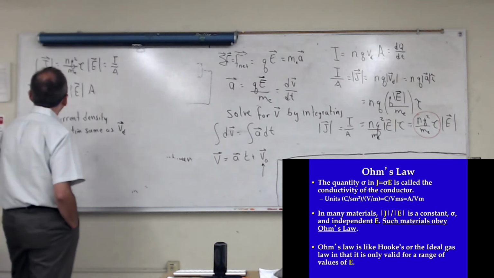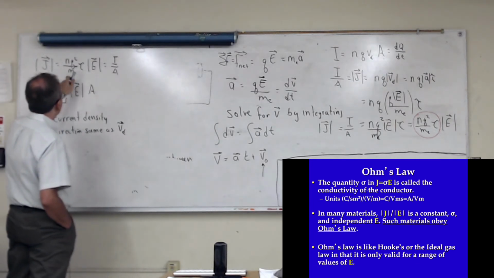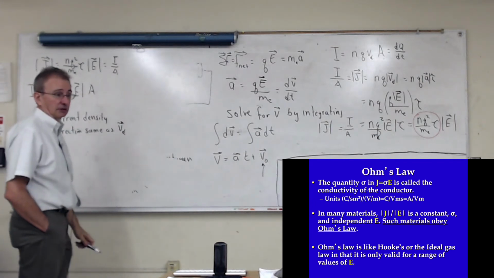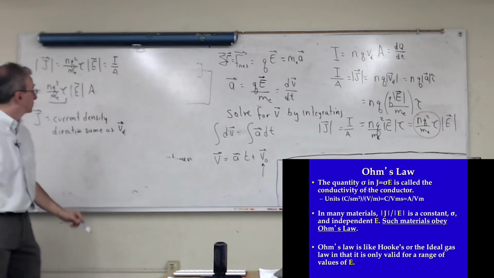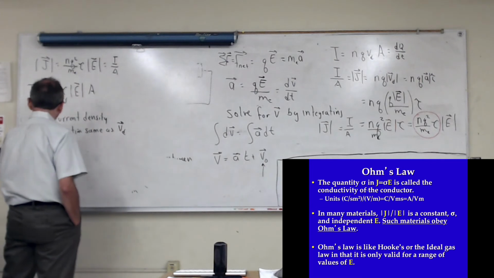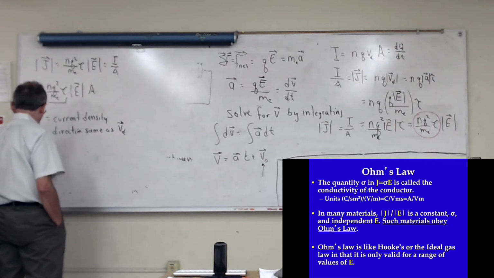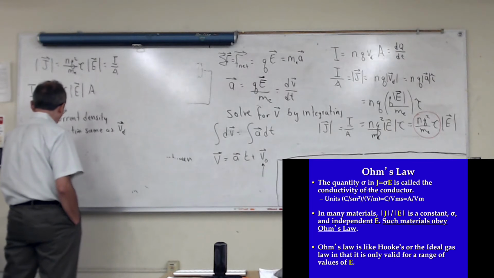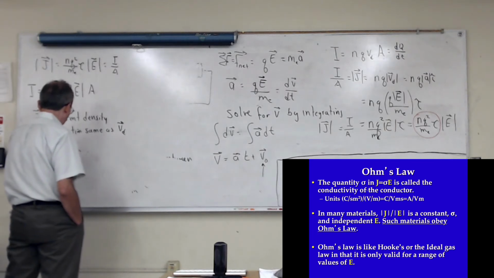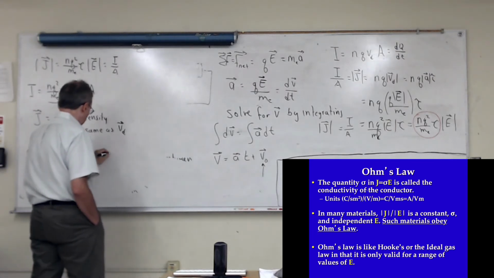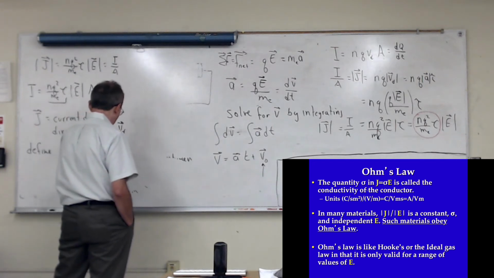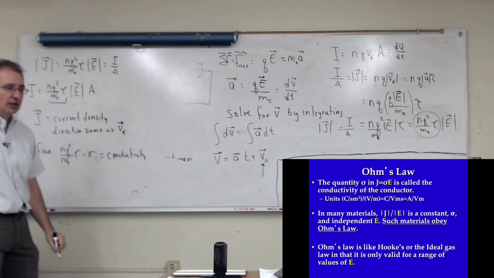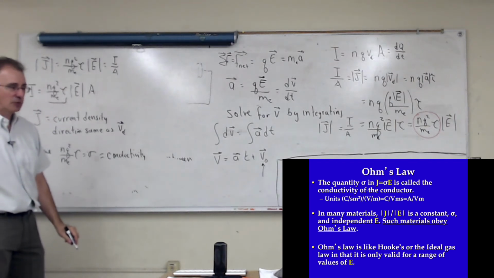Now this relationship that J is proportional to the electric field, this constant is called the conductivity. So define N Q squared over M sub E tau as sigma. It has units of amps per volt meter.